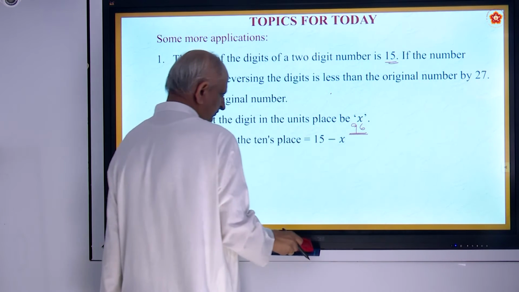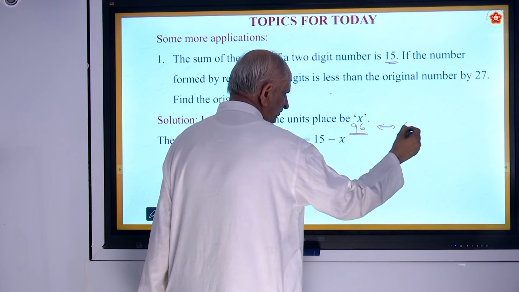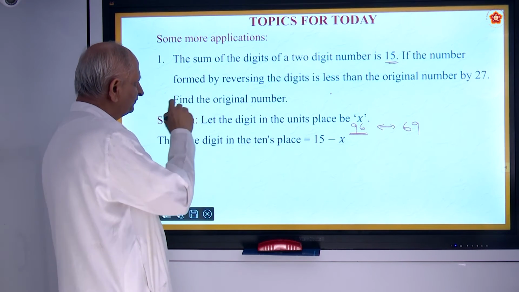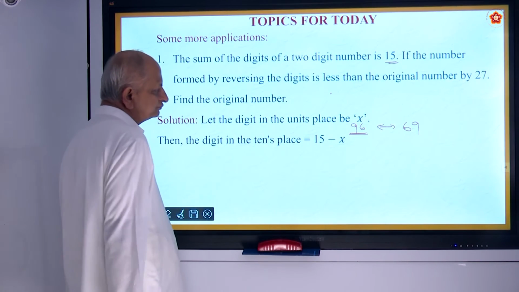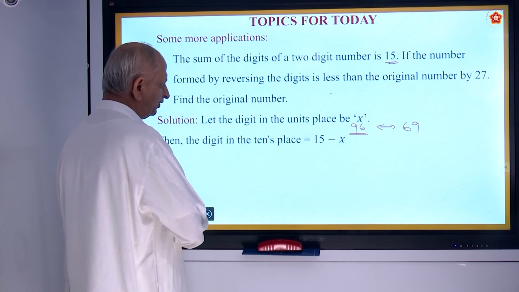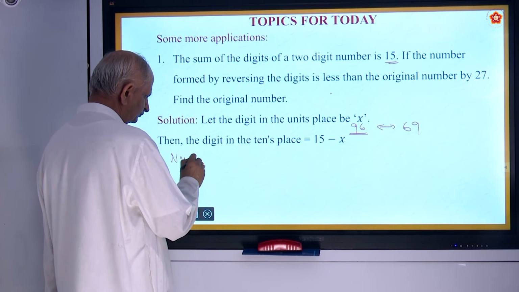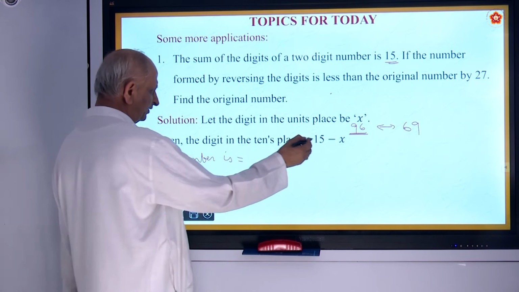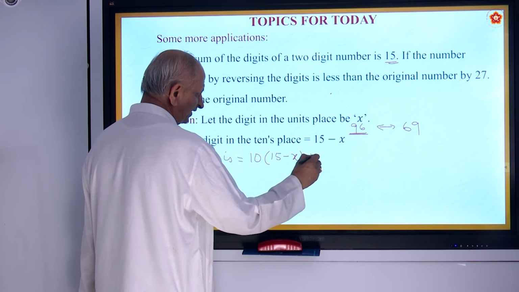What do you mean reversing the digit? See 96 example. If you reverse it, what happens? 69 it becomes. Correct? They say the number formed by reversing the digits is less than the original number by 27. So, you must know how to reverse it. So, now what you must do? So, now number becomes, number is, so this is in the tens place. So, 10 into 15 minus x plus x.